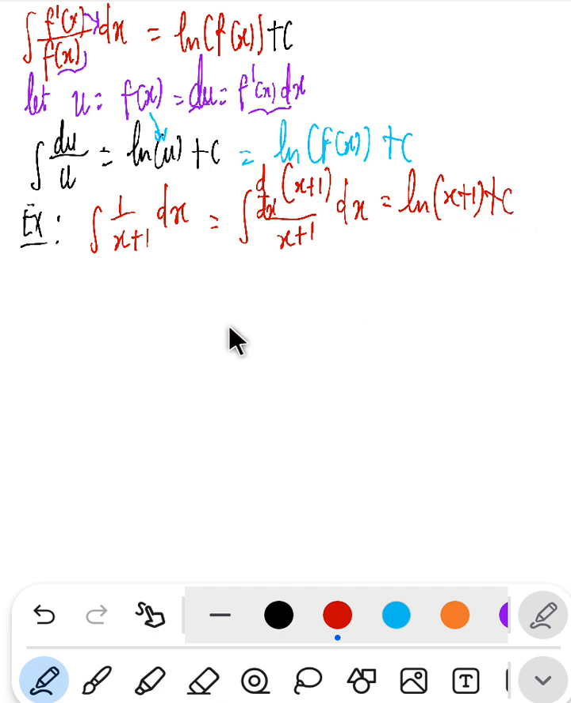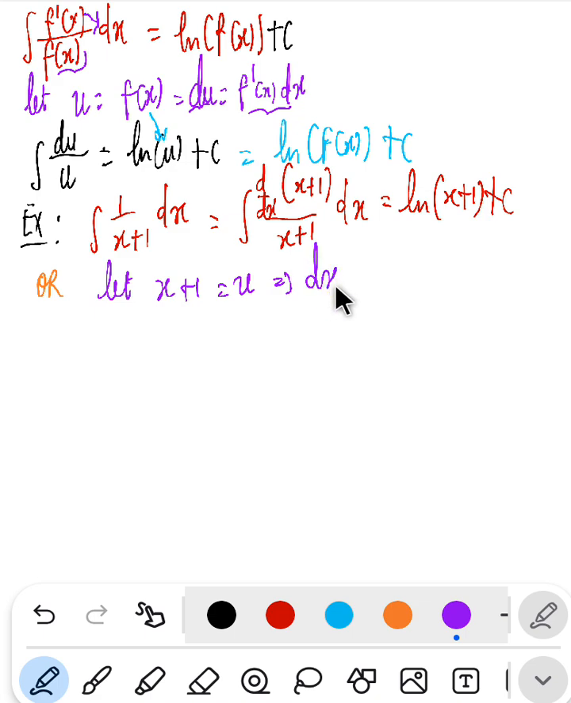But if you don't want to do it this way, you can do it another way around, by making a substitution. Alternatively, we can say let the denominator, which is x plus 1, be equal to u. Then you differentiate. If you differentiate x plus 1 with respect to x, you have dx. Then if we differentiate u with respect to u, we have du. So definitely you can write dx as du, then you write x plus 1 as u.